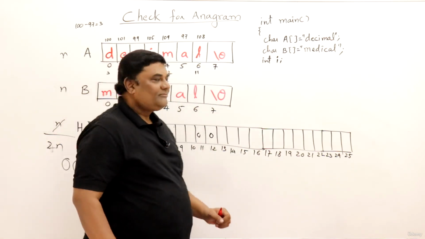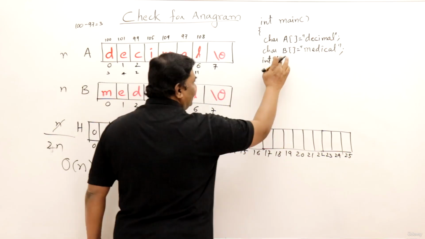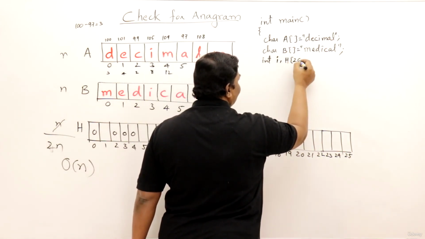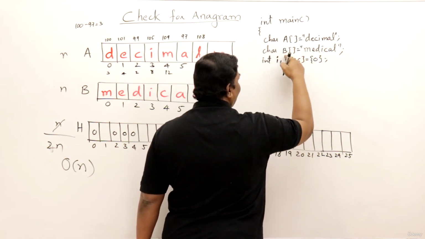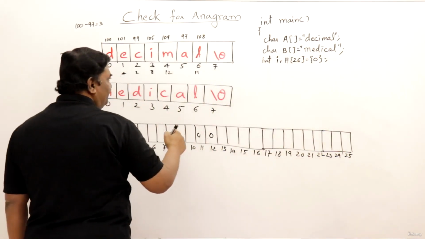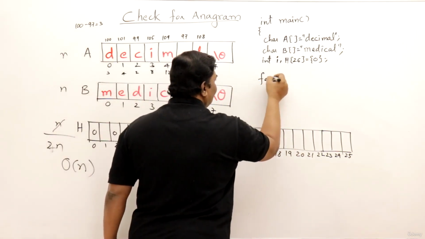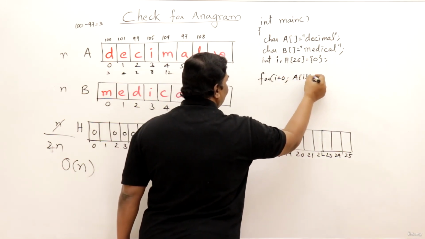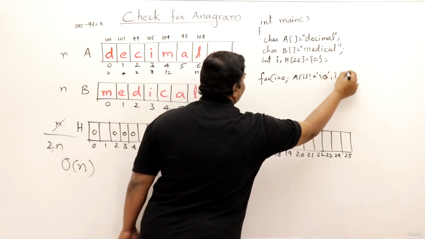So let us write down the program code for this one. See, we need a hash table. For that, I will take an array h of size 26 and initialize it with 0. I already have a and b as two strings, that is decimal and medical. Now I should scan through this first string. Using a for loop, scan through the first string: for i assign 0, as long as a of i is not equal to the null character, and i plus plus.